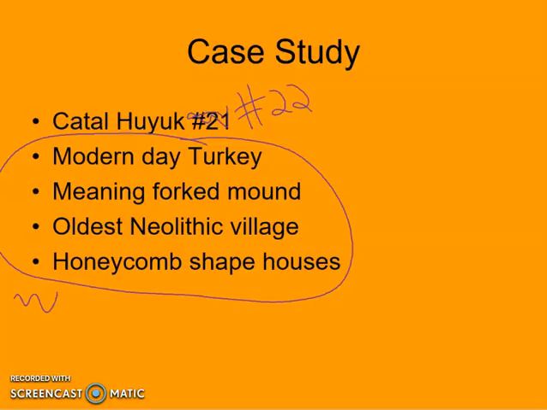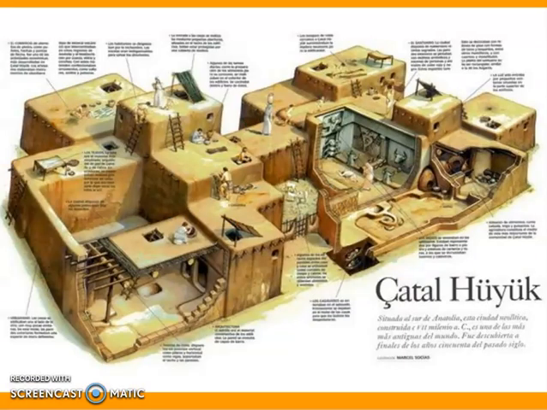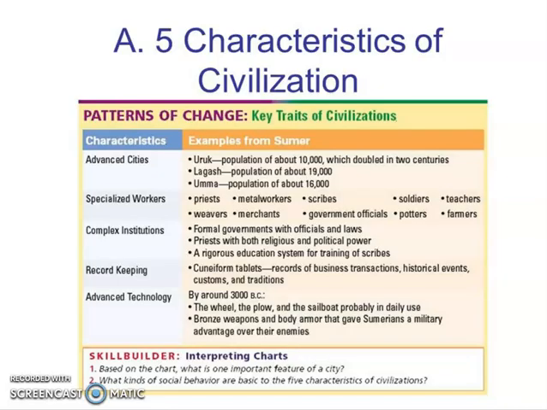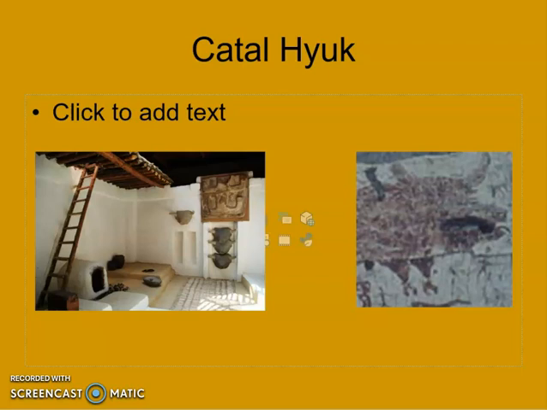All right, honeycomb houses. They don't look like honeycombs, but the overall shape of them is like a honeycomb pattern. Forked mounds is what it means. Small little village. They were pretty chill, pretty cool people. That's the aspects of civilization. If you want a more technical thing, if you're really into this stuff, there you go.